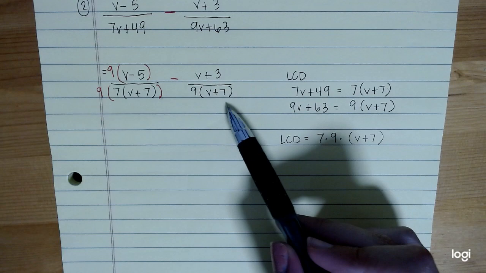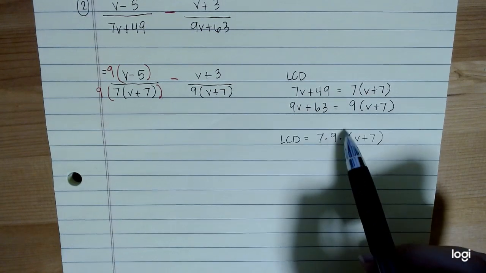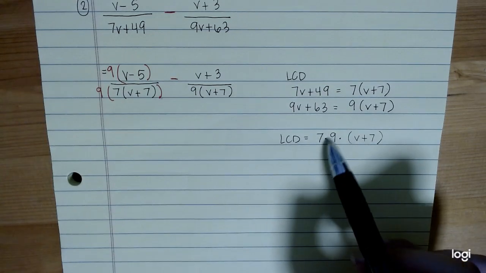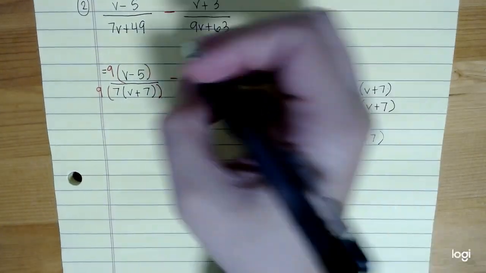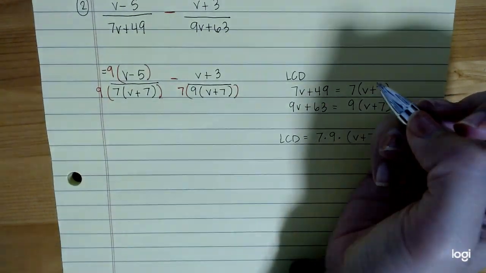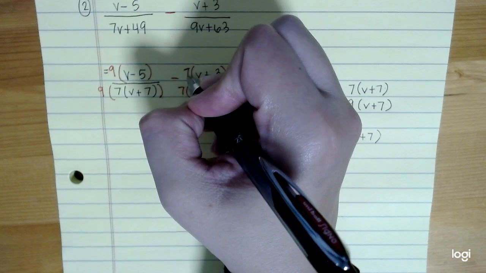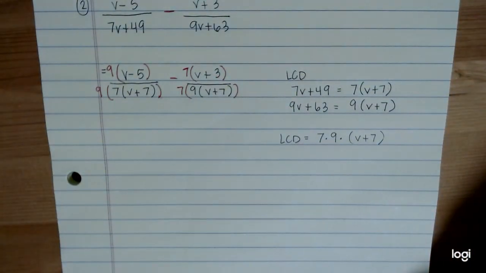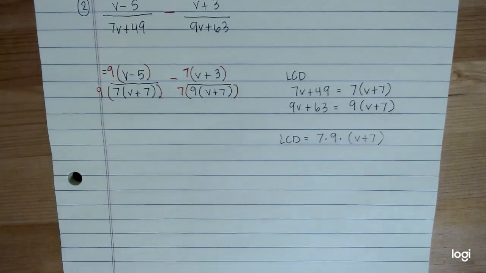It has a factor of 9 and it has the factor of v plus 7 like our LCD, but it's missing our factor of 7. So we're going to give it a factor of 7 by multiplying by 7. And what I do to the bottom of that fraction, I also have to do to the top. So there you go. We now have matching denominators.